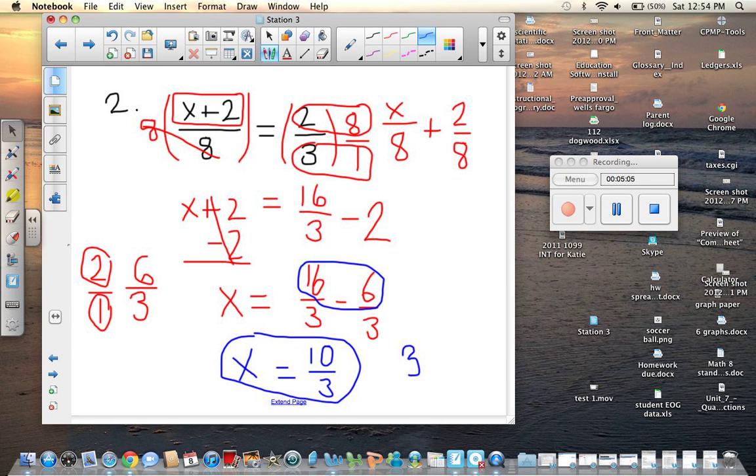We can get out a whole number of 3. And then if you take 3 times 3, you get 9. 10 minus 9 is 1, so we're left with a remainder of 1/3.